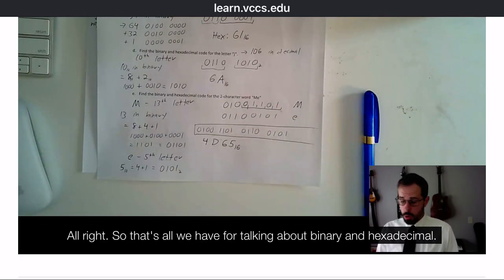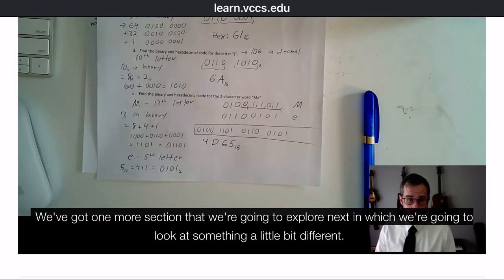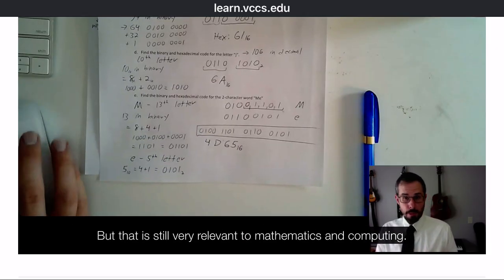All right, so that's all we have for talking about binary and hexadecimal. We've got one more section that we're going to explore next, in which we're going to look at something a little bit different, but that is still very relevant to mathematics and computing. So I'll see you then.